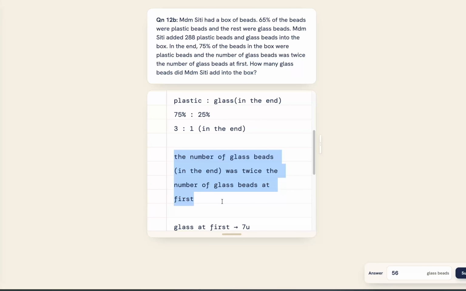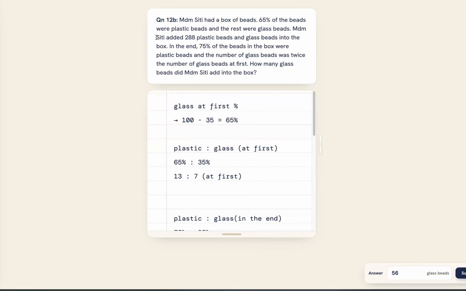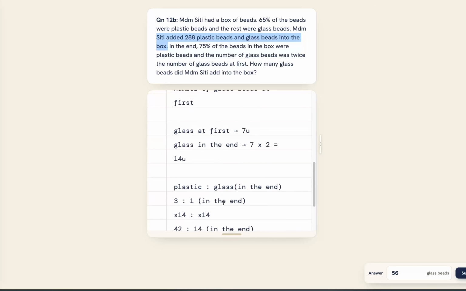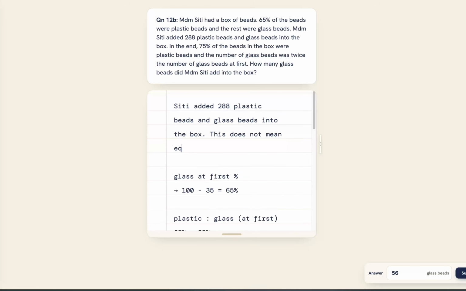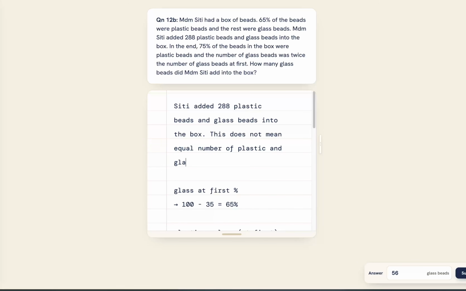So the number of glass beads in the end, no. It says here Madam City added 288 to this first. This is added 288 plastic beads and glass beads into the box. This does not mean equal number of plastic and glass beads added. So this is a warning.